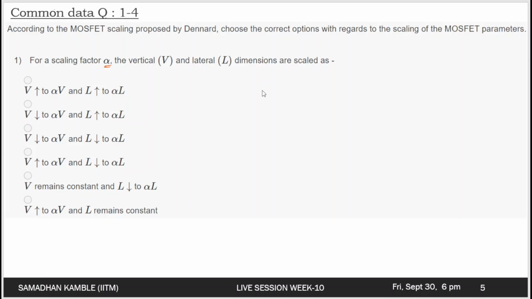Okay, so in the definition of the scaling itself, we have said that the vertical and lateral dimensions are scaled by the factor alpha, that is nothing but V and L are reduced by a factor alpha. So the correct option is V is reduced to alpha V, which is like 0.7 times lesser than the actual V, and similarly the L.